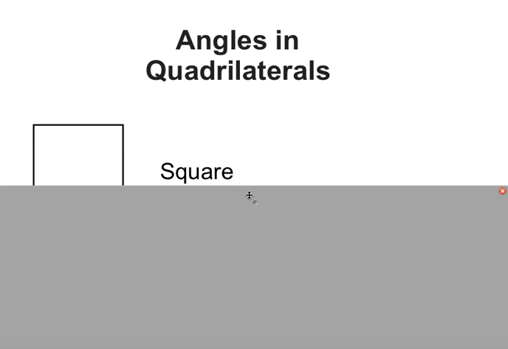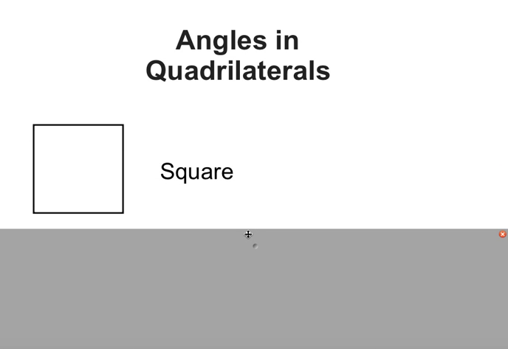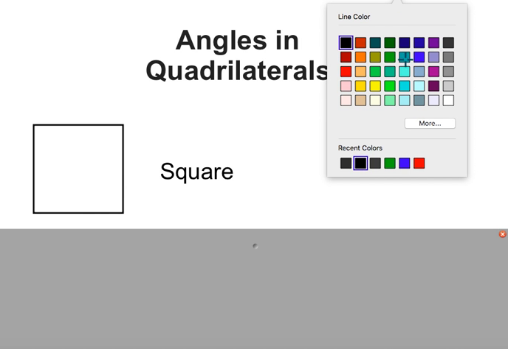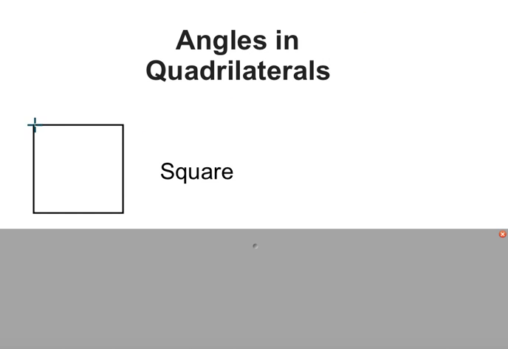Let's start with the most basic quadrilateral shape, which is a square. We want to find the internal angles in any square or any quadrilateral. Let me show you a very simple way to do this. Do you agree that if I draw a line from one corner of the square to the opposite one, I would have two triangles?